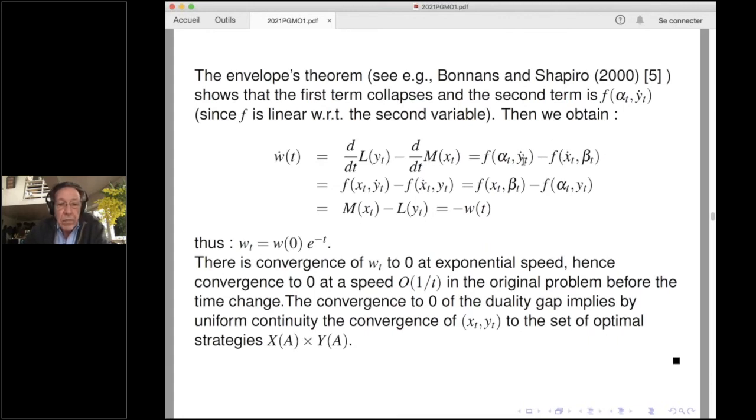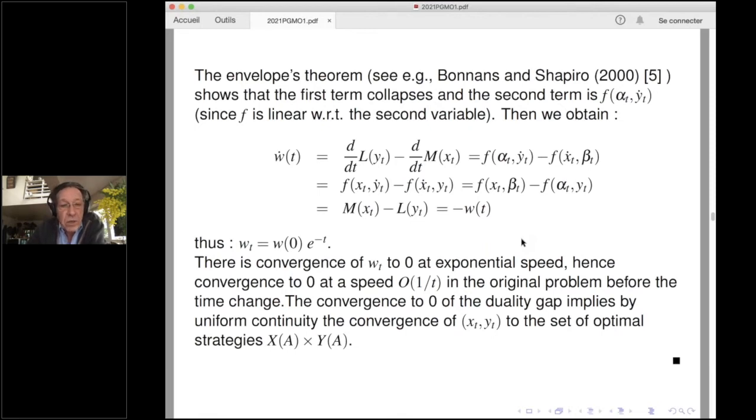And you use bilinearity again. Alpha is x plus x dot. Beta is y plus y dot. So there is a term that disappeared, and you replace again y dot by beta minus y t. So we have the same term here. You get this quantity, and this is simply M of x t minus L of y t, so it's minus W. So you have exponential convergence to zero. So the duality gap converges to zero at exponential speed in the best reply dynamics.